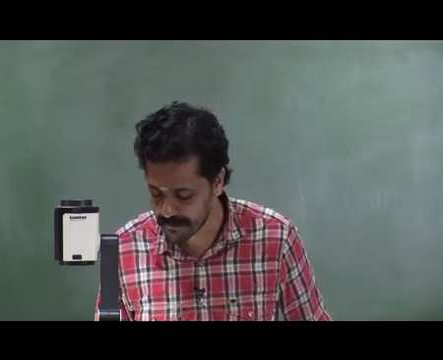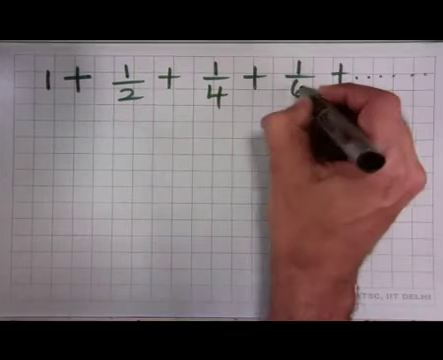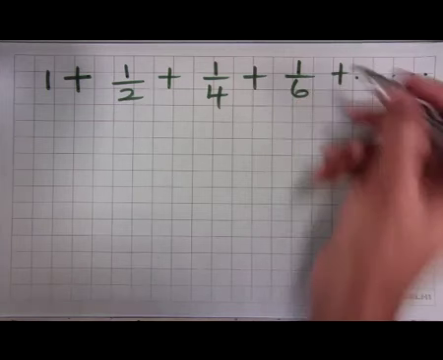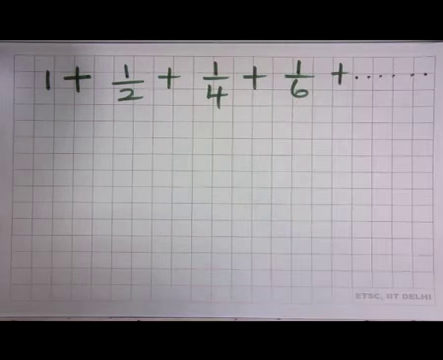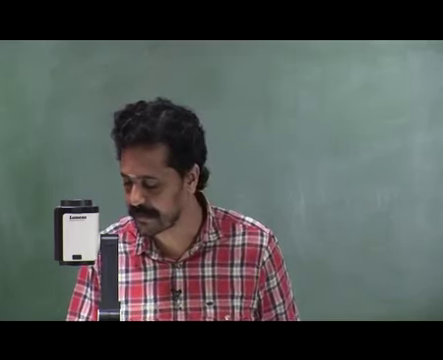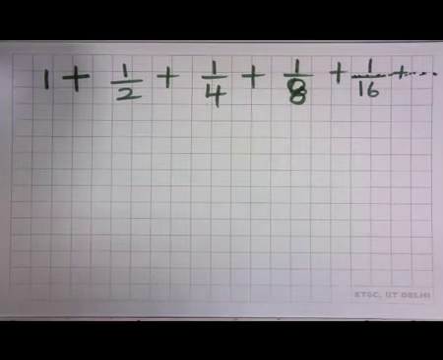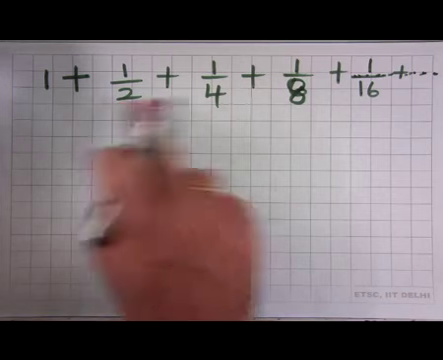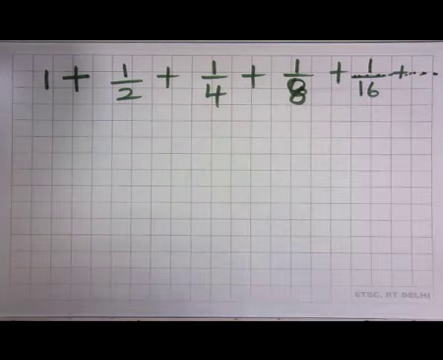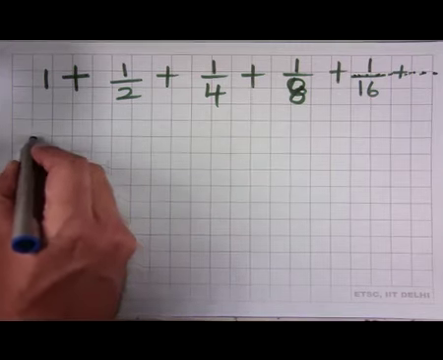Let me give you an example. The given series is 1 plus 1 by 2 plus 1 by 4 plus 1 by 8 plus 1 by 16 plus etc. I hope you can observe a pattern. It is powers of 2 in the denominator: 2 power 1, 2 square, 2 cube, 2 power 4 and so on.